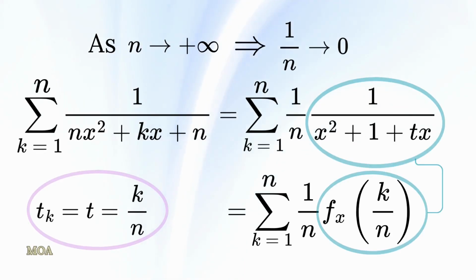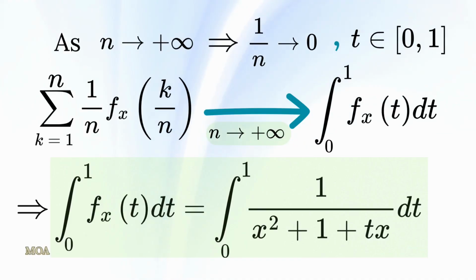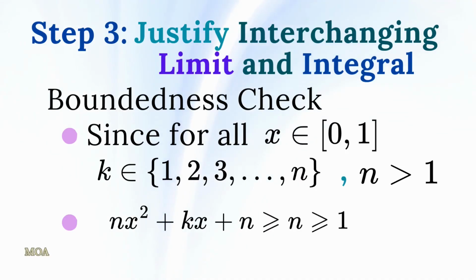Thus, the sum can be written as the sum from k equals 1 to n of 1 over n times f sub x of k over n. Therefore, for each fixed x, as n grows large, this sum approaches the integral from t equals 0 to t equals 1 of 1 over the quantity x squared plus 1 plus t times x with respect to t. At this step, we aim to bring the limit inside the integral.